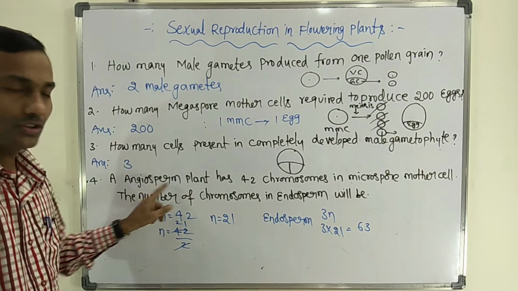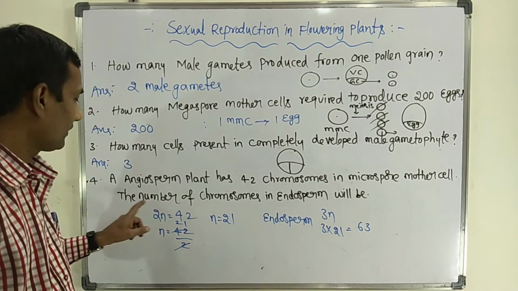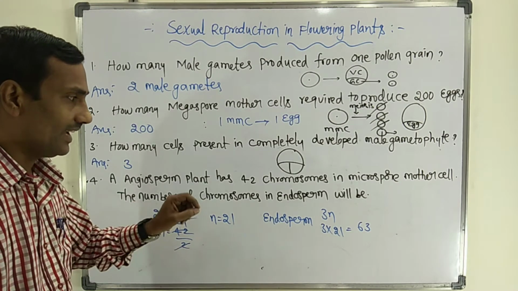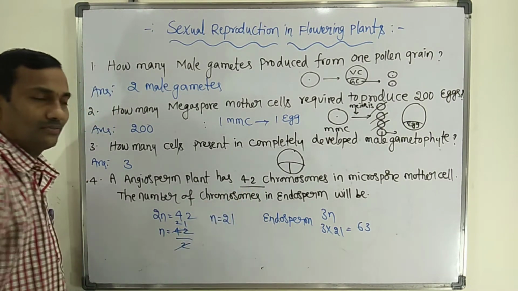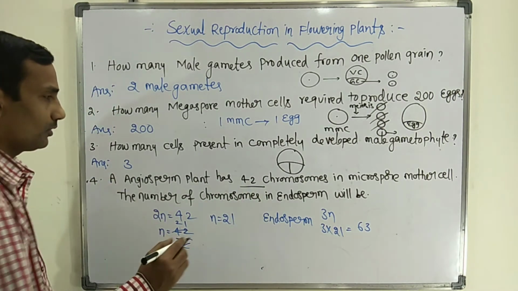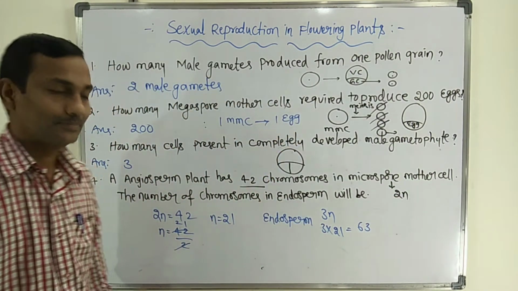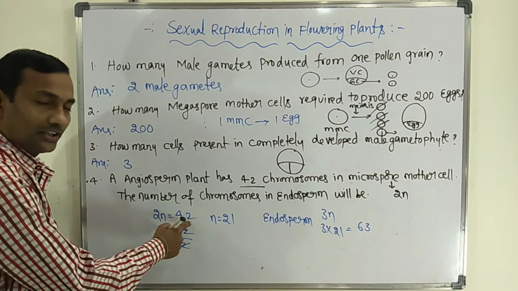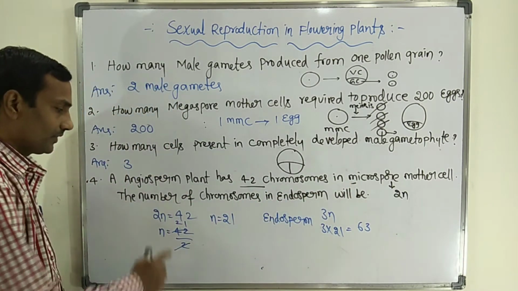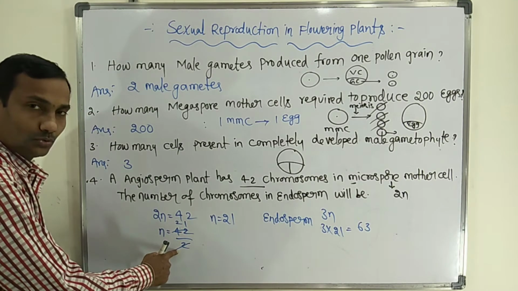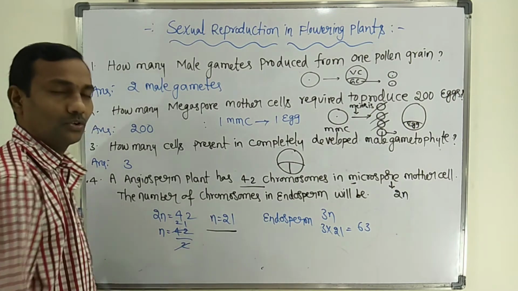An angiosperm plant has 42 chromosomes in the microspore mother cell. The number of chromosomes in the endosperm will be? The microspore mother cell is diploid, so 2n equals 42 chromosomes, as given in the question. n equals 42 by 2, so you will get the haploid n value, 21 chromosomes.